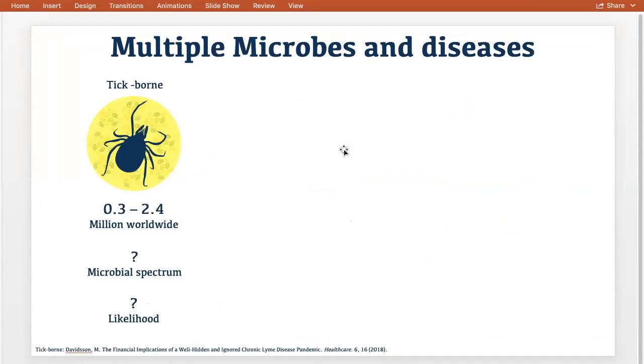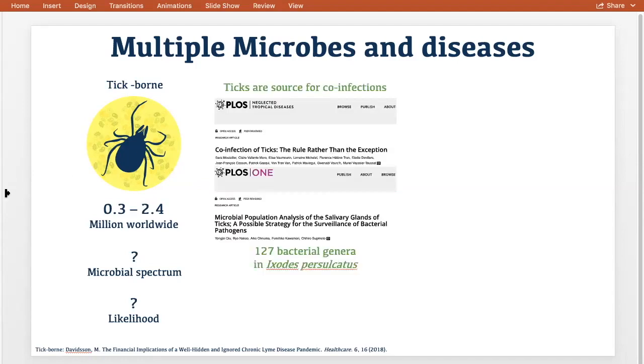When it comes to tick-borne diseases, while we know the worldwide prevalence of this disease, it can be said that 2.4 million prevalence worldwide is a gross underestimation. We do not understand the complete microbial spectrum associated with tick-borne diseases, especially the likelihood of multiple microbes happening in these patients. While there is literature to show that ticks are a source of co-infections, so much so that they can carry 127 different bacterial types.